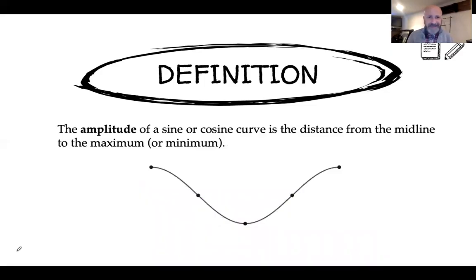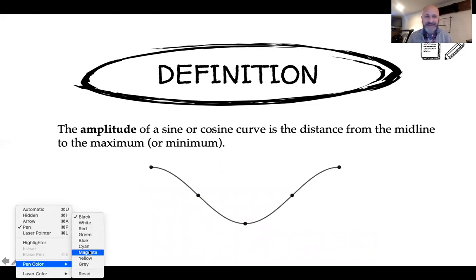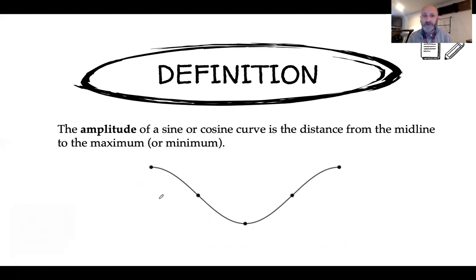Another definition, that's amplitude. The amplitude of a sine or cosine curve is the same idea as a vertical stretch or vertical compression. So here's a cosine curve, and I'm sketching the midline on here so you can picture it. The amplitude is defined as the distance from the midline all the way up to the maximum. So there is my amplitude.